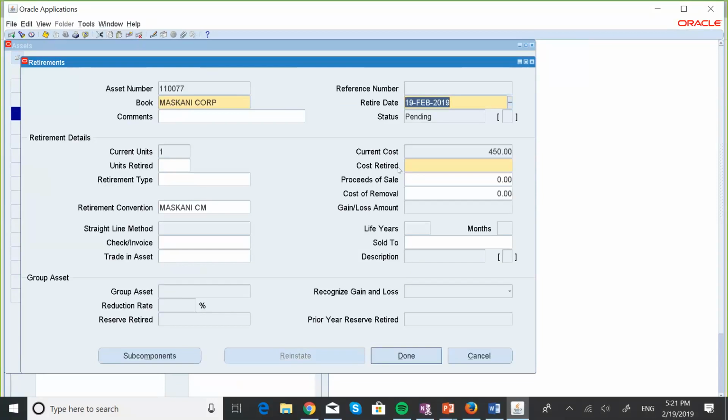So we can keep that as our retire date, and based on the convention, a retirement date will be obtained by the system. Now, for retirement, you can have a partial or a full retirement. So that is why we need to tell Oracle the cost that has been retired. So we want to do a full retirement.